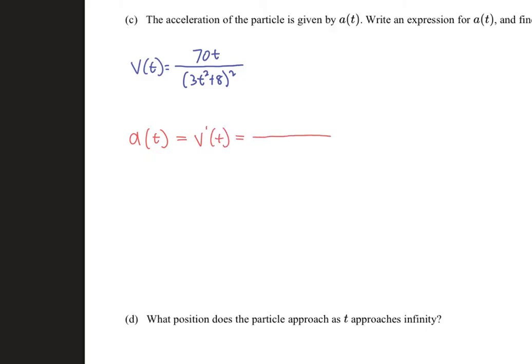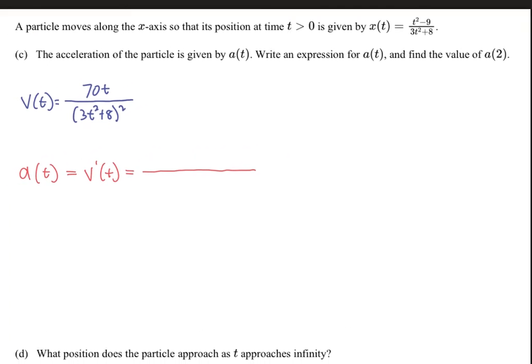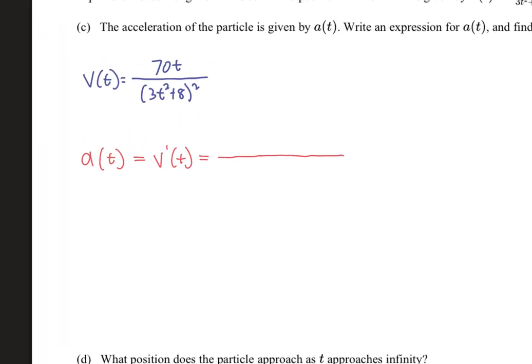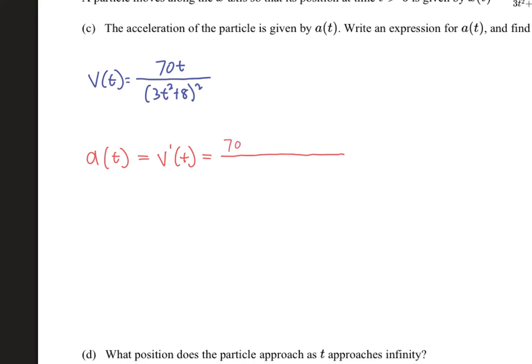So we'll just find the derivative of velocity and then plug in 2. Is that what they asked for? Right, an expression for a of t, and then find a of 2, so it's kind of two parts. We'll do the quotient rule. The derivative of the top is just 70, times the bottom, minus the top, times the derivative of the bottom. We'll start off with the power rule, keep the inside the same to the 1 technically, and then times the chain rule, the derivative of the inside, which is just 6t.